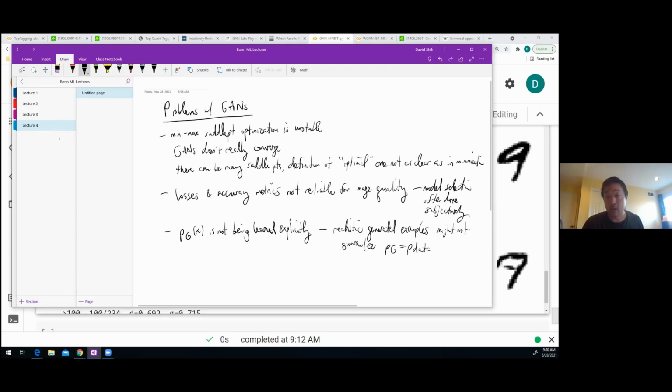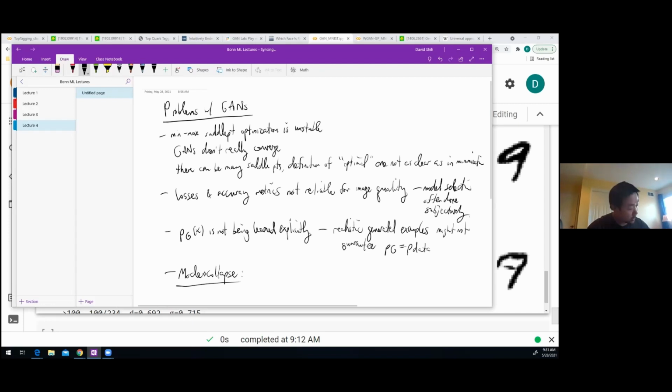But in physics, we would care a lot if we're using GANs to generate physics things. Then we want to get the distribution exactly right. Okay. Good. So what is this mode collapse phenomenon? This is just an example of how it can generate, because this PG of X is not being learned explicitly, this is one symptom of that.